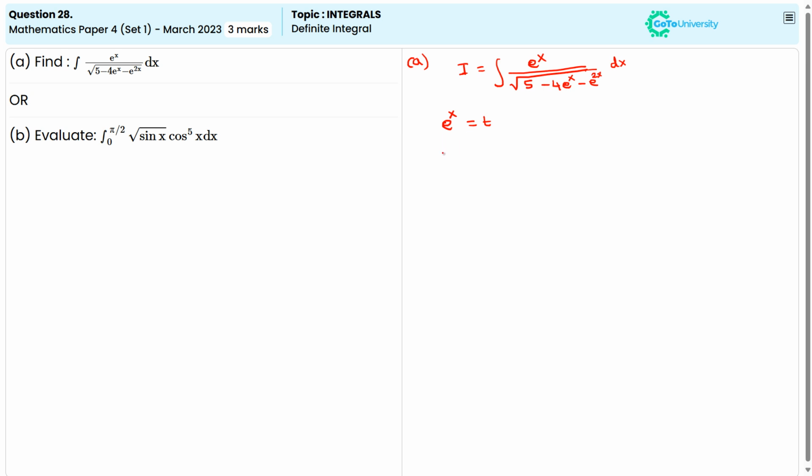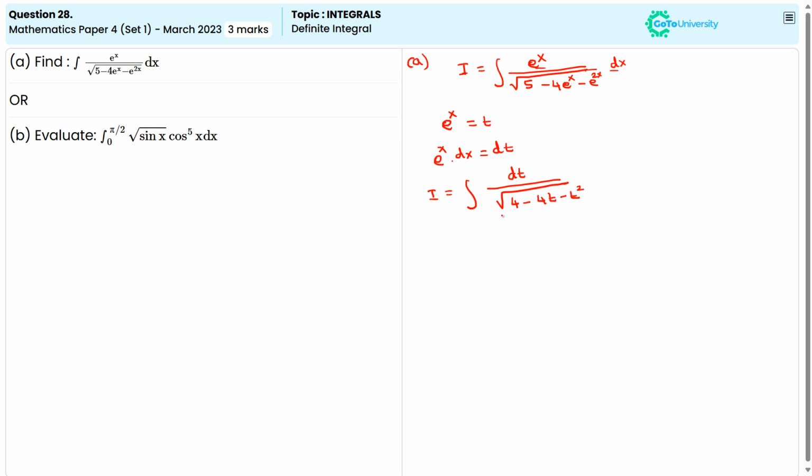Now we are going to differentiate on both sides. If we differentiate, we get e^x dx, which is equal to dt. Now we are going to substitute the value of e^x here. So I equals the integration of e^x dx, which is dt, divided by the square root of 5 minus 4t minus t square.